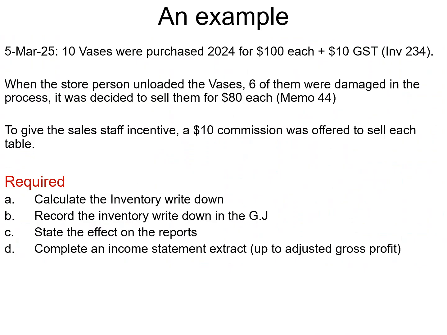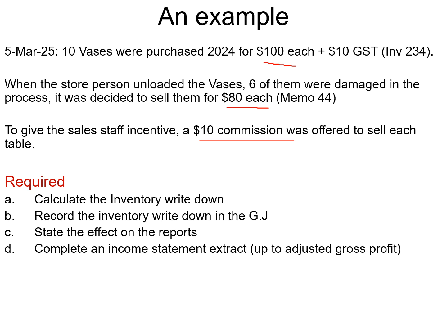We've bought some vases for $100 each. There's our cost. The store person's unloaded them and we've got some damage and we're going to now sell them for $80 each. That's our RV, a realisable value. To give the sales staff some incentive, we're going to give them a $10 commission. So that's a selling cost.